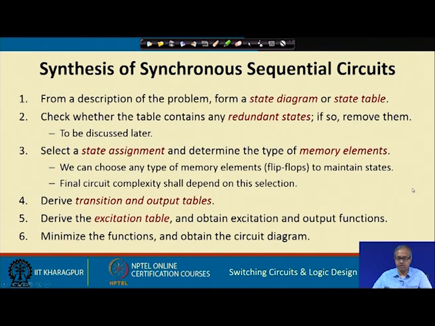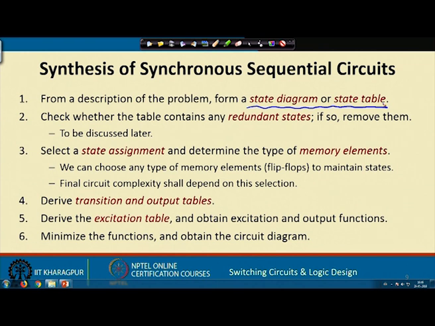Okay. So, now let me tell you about the steps that are required when you synthesize a synchronous sequential circuit. The steps are as follows. First, you start with a description of the problem. For any problem, you have to start with the description. You will be forming the state diagram or the state table. This is the first step. This is one way to formally capture the specification of the system.